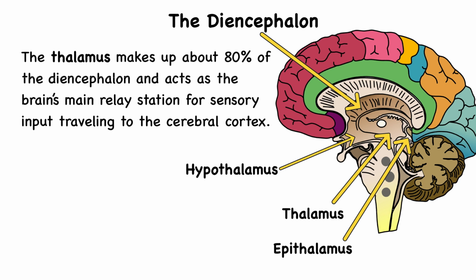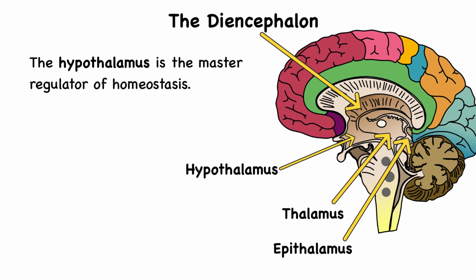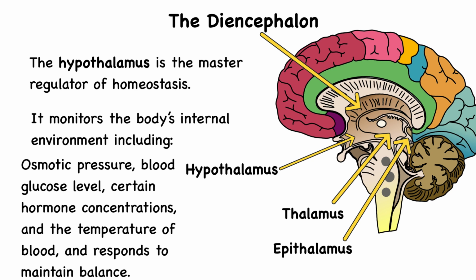The thalamus also works with other parts of the brain in movement control, emotions, maintenance of consciousness, pain perception, learning, memory, and cognition. The hypothalamus is the master regulator of homeostasis. It monitors the body's internal environment, including osmotic pressure, blood glucose level, certain hormone concentrations, and the temperature of blood, and it responds to maintain this balance.